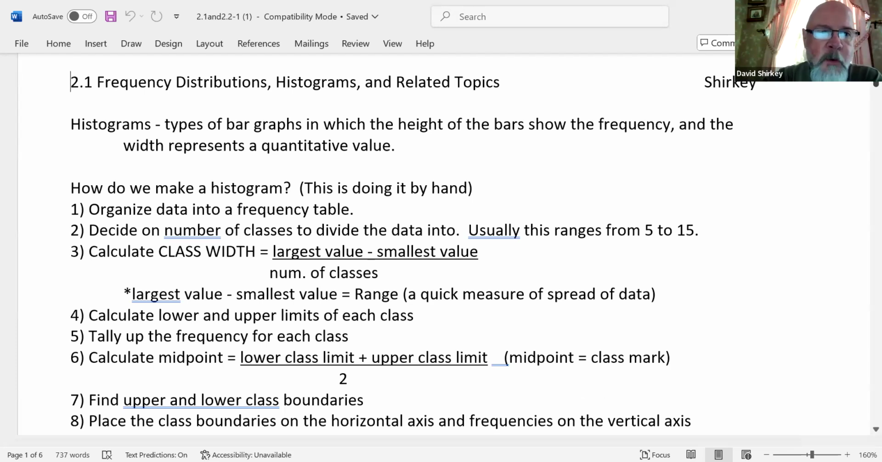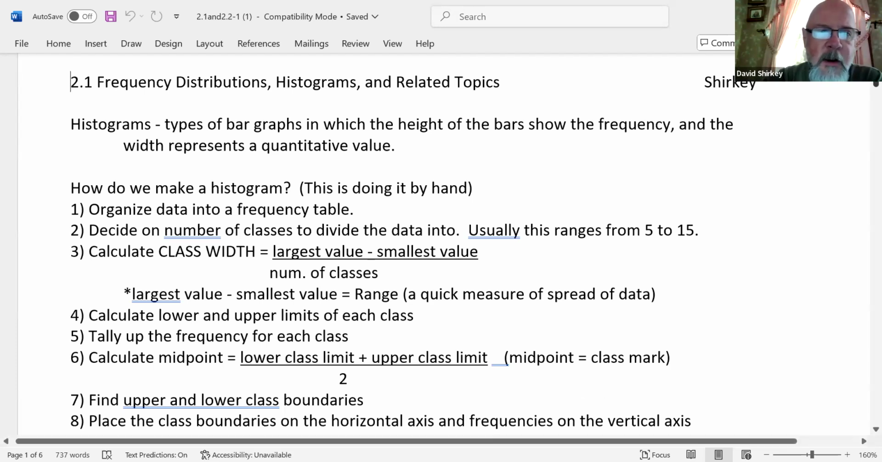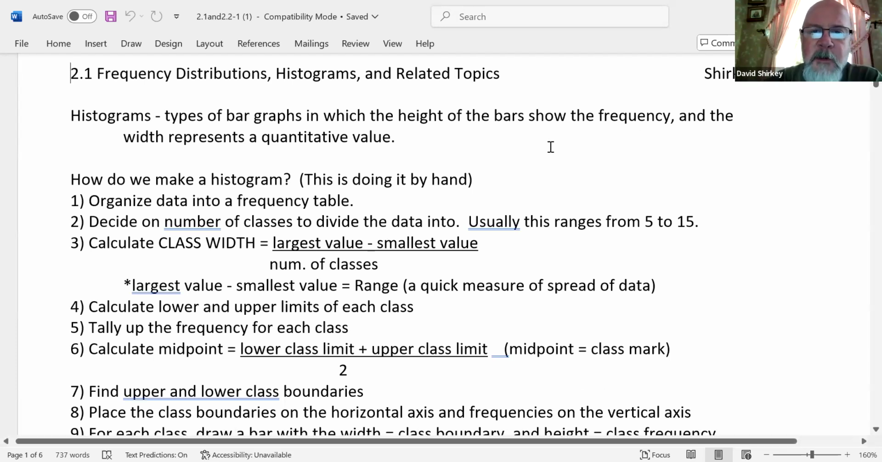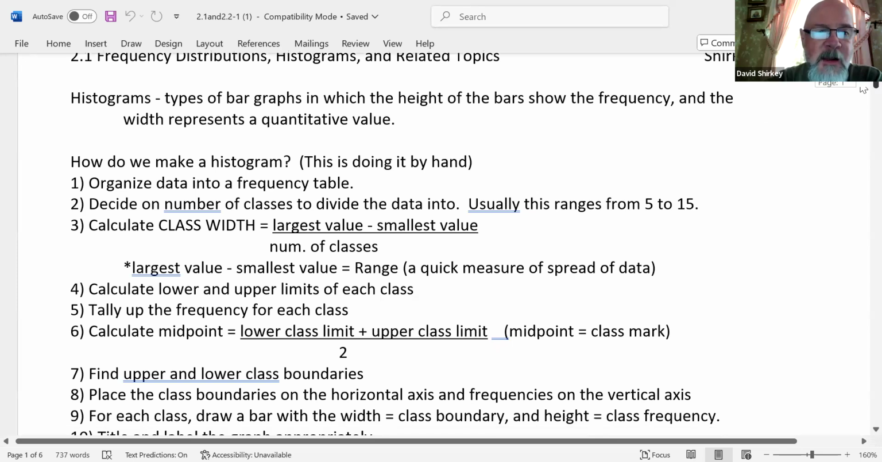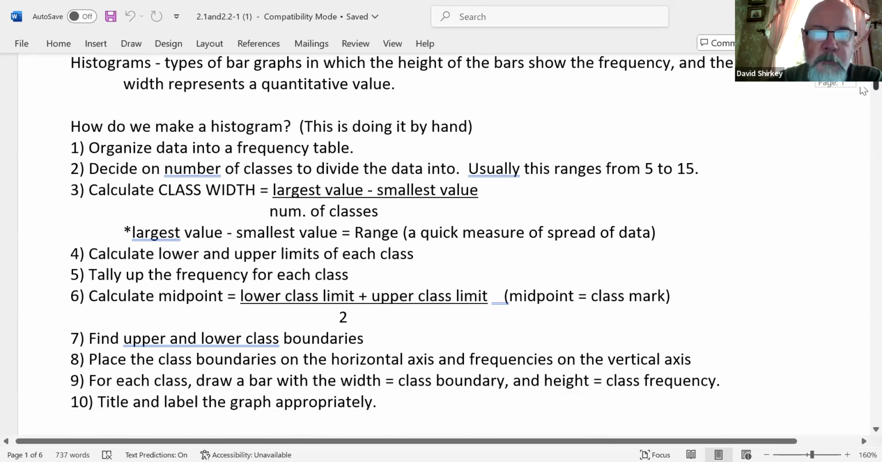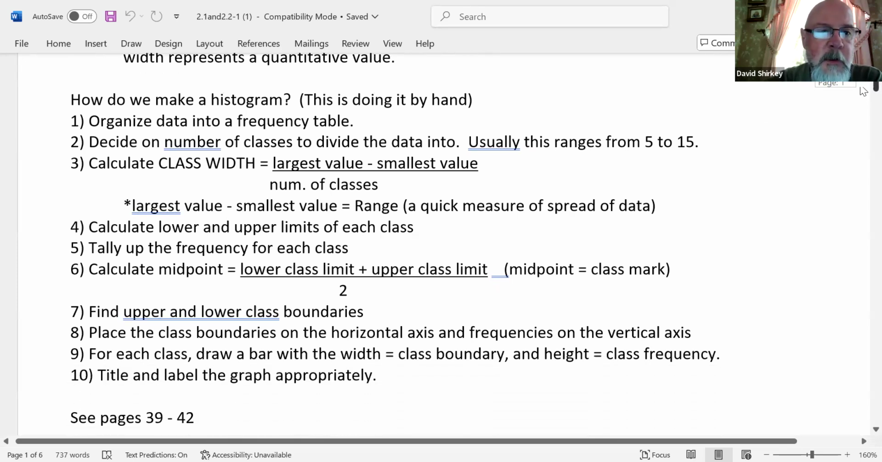So first, 2.1 concerns what are called histograms, and it's a type of bar graph in which the height of the bars shows the frequency and the width represents some kind of quantitative value. Your book takes you through the process step by step, which I've condensed into these notes. But again, check it out in the actual textbook.